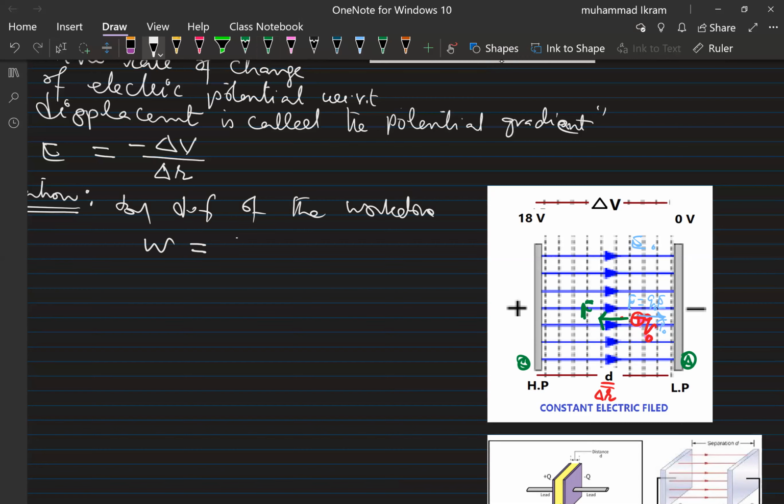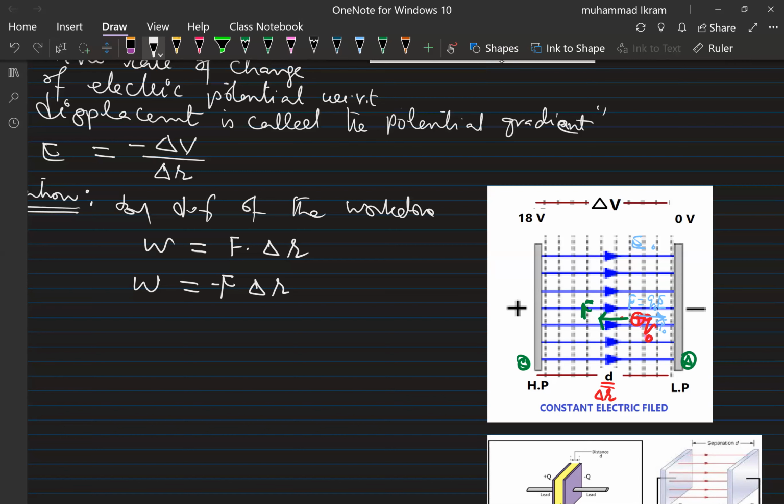This work done will be equal to F dot delta r, or this work done will be equal to minus F into delta r. The negative sign indicates that the displacement is in the direction opposite to that of the electrostatic force. And this case is different from the electric potential due to a point charge. Here, the force is constant. Why? Because the electric field intensity is the same everywhere.